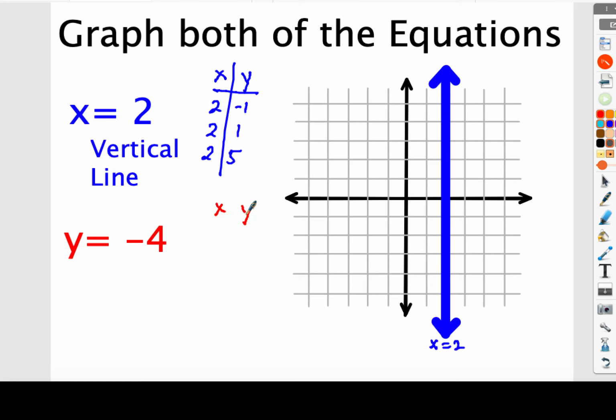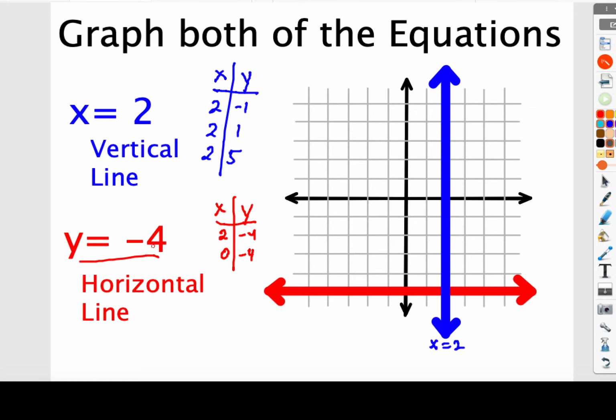What if we create that list of coordinates? Well, now if x is 2, y has to be -4. If x is 0, y has to be -4. According to the equation, that's what it says, y equals -4. Or basically, every coordinate has a y value down at -4.